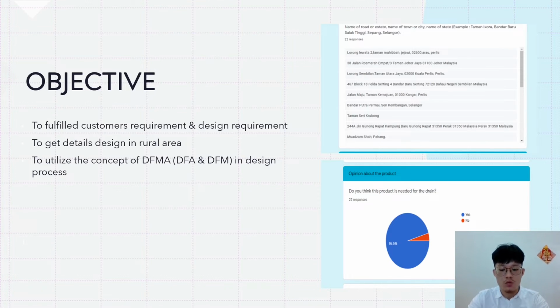DFMA is design for manufacturing and assembly. DFMA is a combination of DFA and DFM. DFA is design for assembly, which is reviewing the design for the new garbage collector, and DFM is design for manufacturing, which is to reduce the complexity of manufacturing operation. That's all for my part.